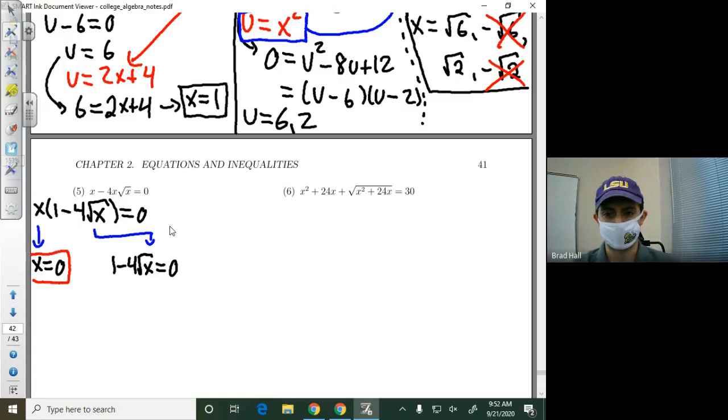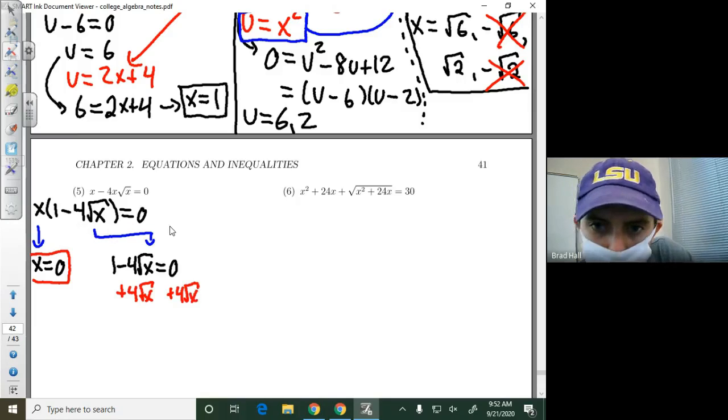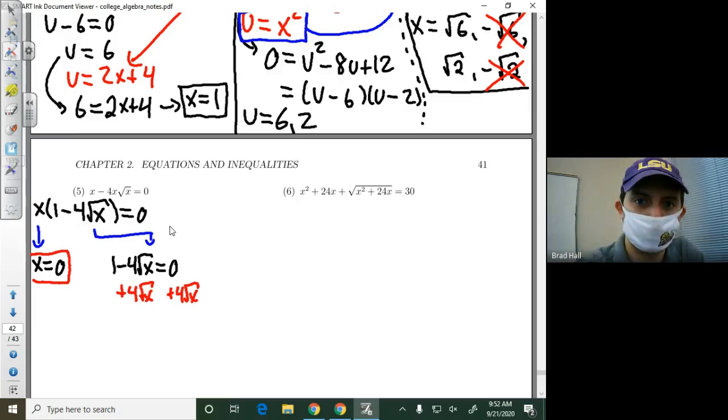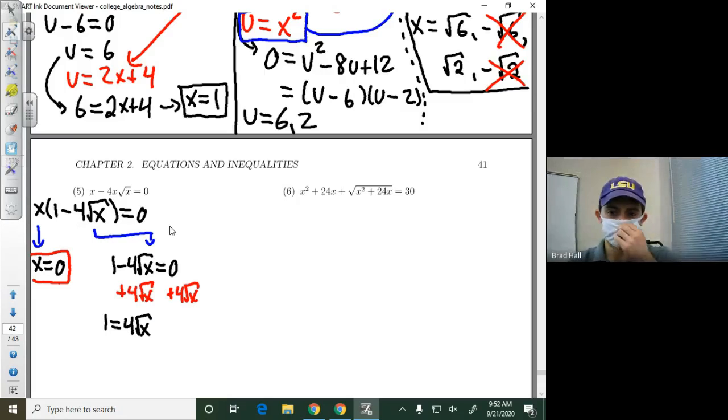So from here, for the second one, we can go ahead and solve for x. We can subtract 1 on both sides, or what I'm going to do is add 4 square root of x on both sides. I'm trying to isolate the radical. So that would be 1 is equal to 4 square root of x. You could have also subtracted 1 on both sides, and then the negative signs would cancel. In any case, you should reach this point right here.